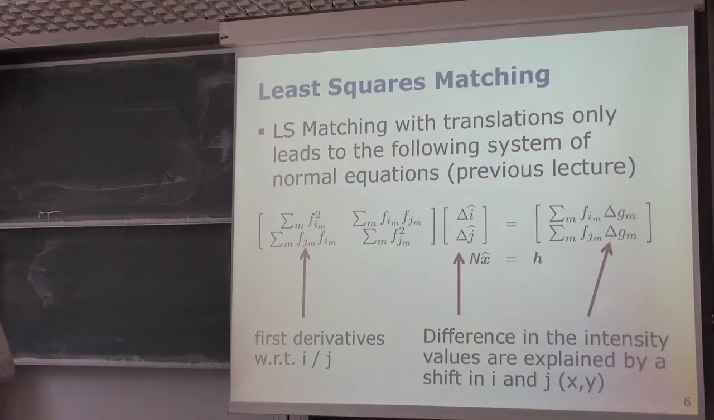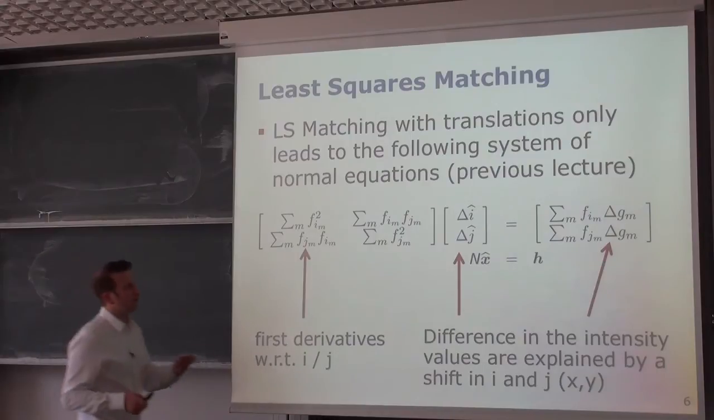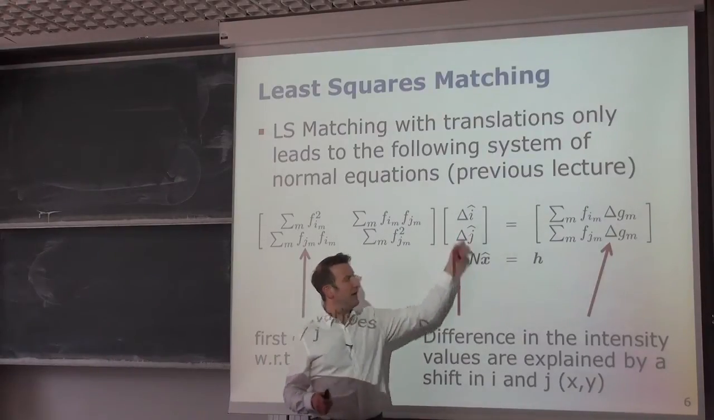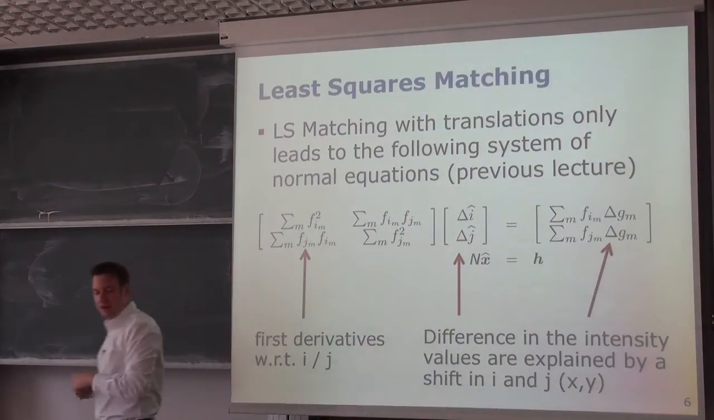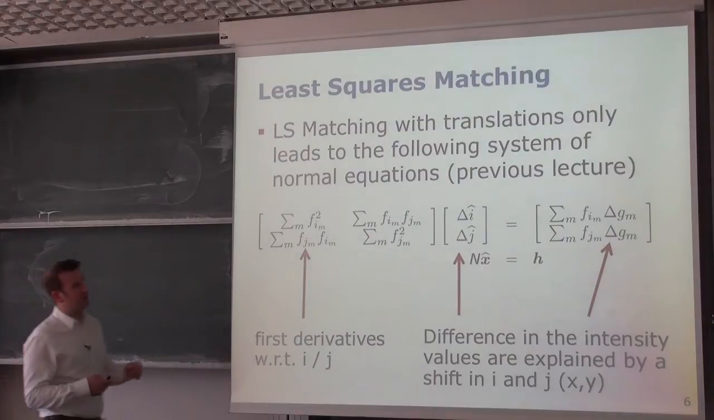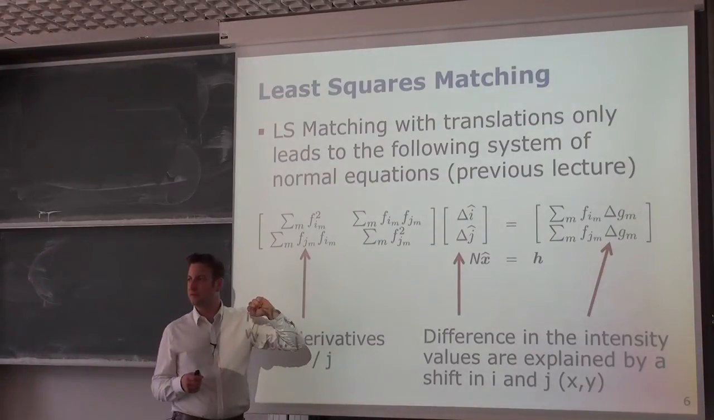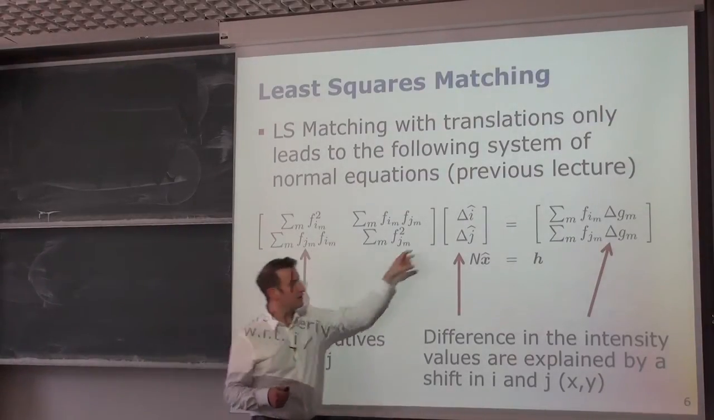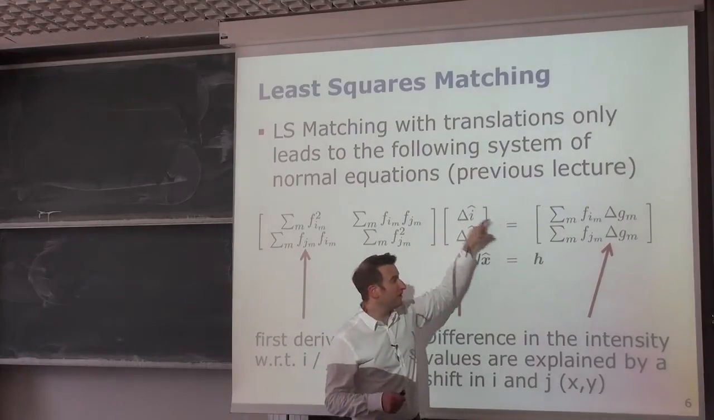Okay, if we go back to the least squares matching approach, and we only look at translation for the moment. So we only have a translation in the x and in the y direction. And the result of the least squares matching chapter was that we end up having a system of linear equations which looks like this. So this is a 2x2 matrix, a 2-vector and another 2-vector.